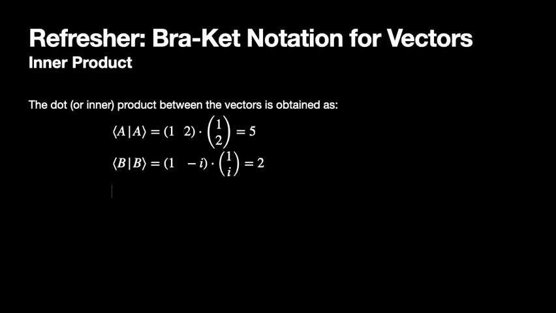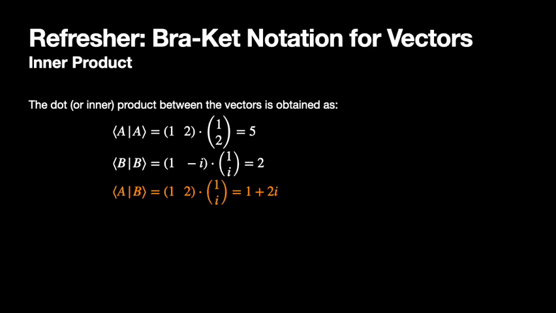Now I can also construct an inner product between a bra and a ket which are not coming from the same vector. So for instance, I can take the inner product between ket B and bra A. This time when I take this dot product, I'm multiplying the row 1, 2 with the column 1, i, and the net result is a complex number, 1 plus 2i.